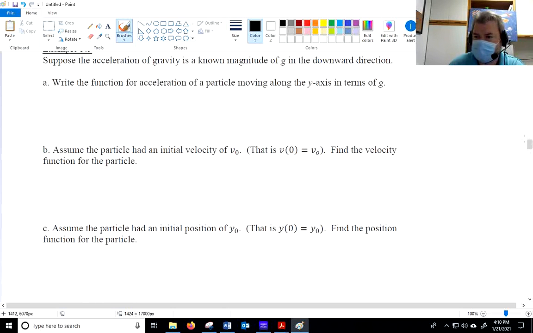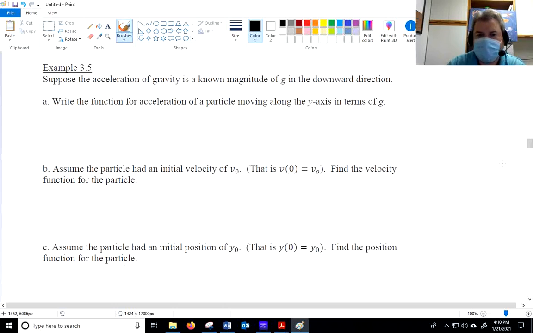All right, let's talk about the next one. Example 3.5. Suppose the acceleration of gravity is a known magnitude of g in the downward direction. Let's write the function for the acceleration of a particle moving along the y-axis in terms of g. So we're saying gravity is some constant g, okay? And the magnitude is g. The downward direction will indicate with a negative. So we know that the acceleration of some particle moving along the y-axis is negative g, and that's it. The acceleration under gravity is constant.